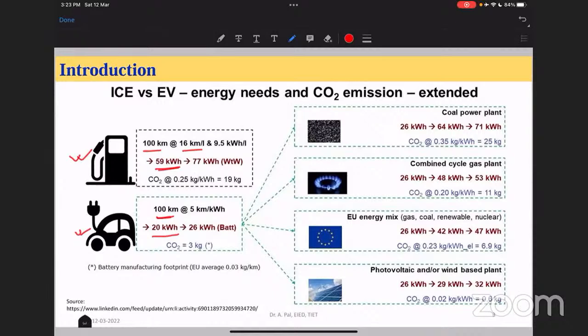Now a question arises: where did we get this figure? That means, how did I calculate that 20 kilowatt hours of energy is required for electric vehicles? To understand this, we must understand where the electric vehicles get the energy to store charge in batteries. Obviously it comes from some power plant. That power plant may be a coal power plant, that is a thermal power plant, or gas turbine plants, or it may come from renewable sources, maybe wind, solar, or other sources like nuclear.